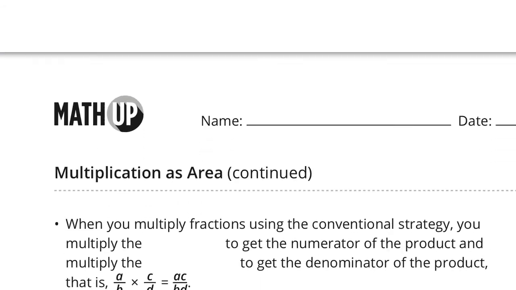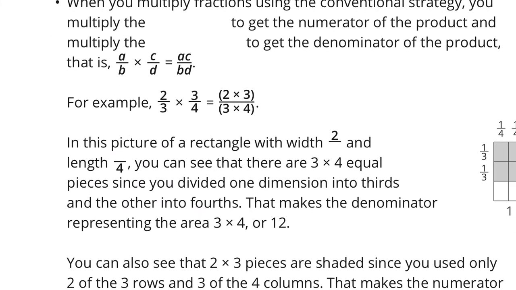Let's move on though. When you multiply fractions using the conventional strategy, you multiply the numerators to get the numerator of the product, and multiply the denominators to get the denominator of the product. That is, A times C goes on top, and B times D goes on the bottom. For example, when you have 2/3 and 3/4, you can also write it as 2 times 3 over 3 times 4.